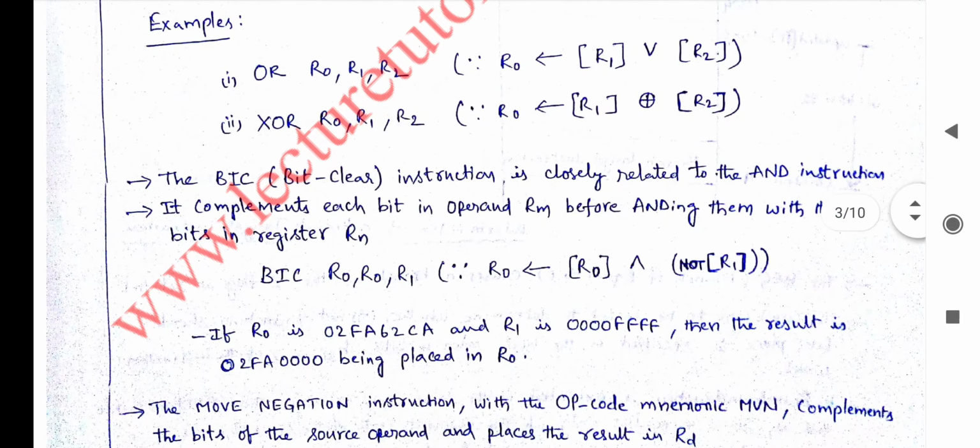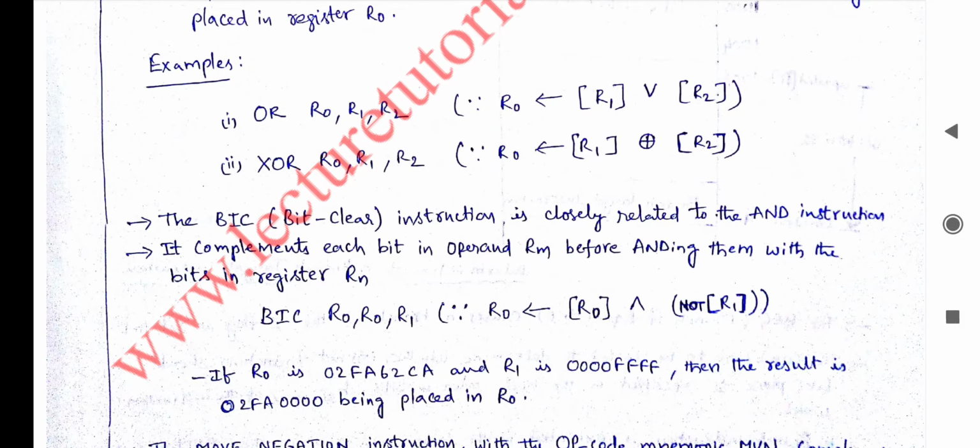And next, examples of OR. See, OR means either the first one or the second one. Hope you know the difference between AND and OR. AND means both must be true, OR means either one. Here ORR R0, R1, R2 means we perform the OR operation between the contents stored in register R1 and register R2. The result is stored in R0.